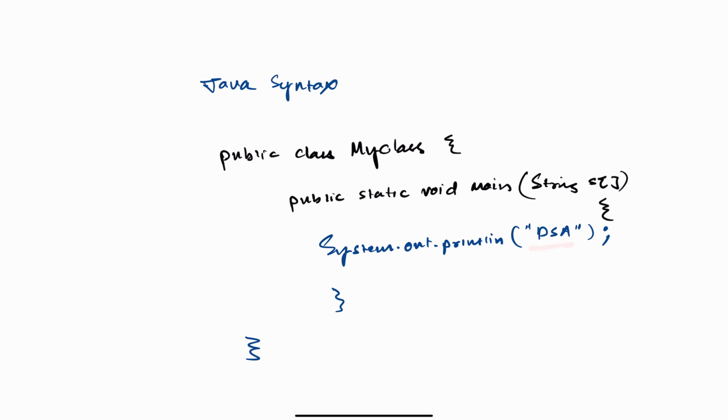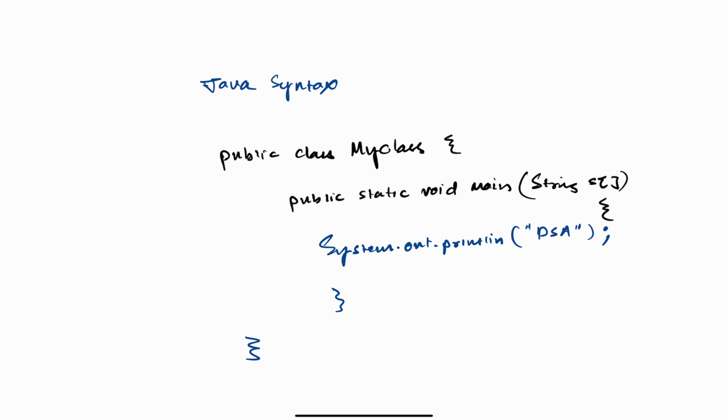What kind of parameter is it? It is in the form of double quotes. This double quote represents a string data type. DSA is a string. I am passing it while triggering this println function. Now, I hope this first statement is clear. And every syntax is case sensitive.